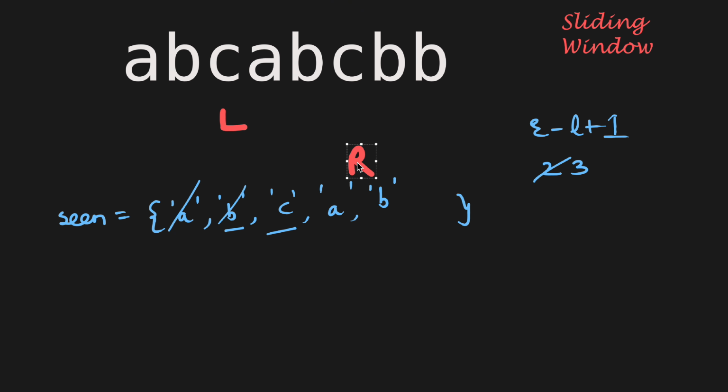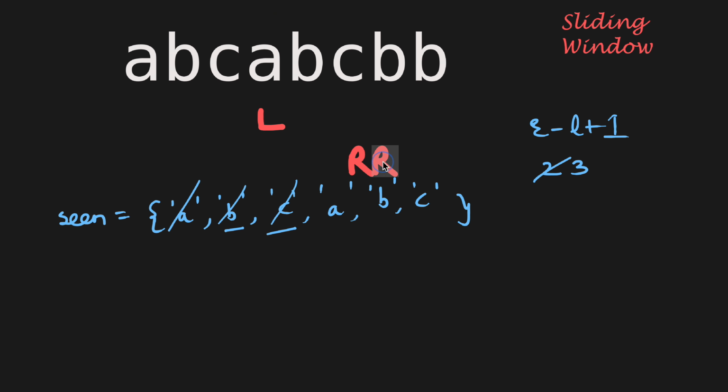So now the substring we get is CAB, and the length of this window remains 3. The next character we see is C, and since C is already part of the window, as it is present in the set, we shrink the window again, where we get rid of this C and add back this new C, ensuring valid substring ABC, and the window size remains 3.